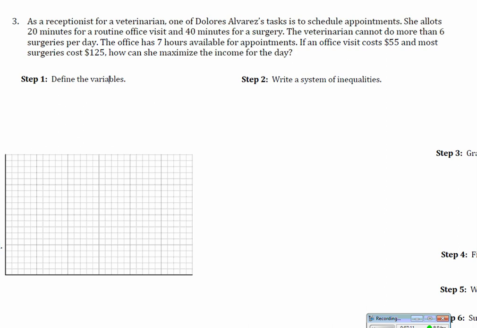Okay, so step 1, define the variables. Well, we got 2. We've got appointments and we've got surgeries. So in the context of the problem, X is going to be appointments, Y is going to be surgeries. So now let's start writing some equations here. Well, the first one is easy. You can't have a negative appointment, so they've got to both be at least bigger than 0. You can't have a negative surgery. You can't undo a surgery. You can't put something back in.